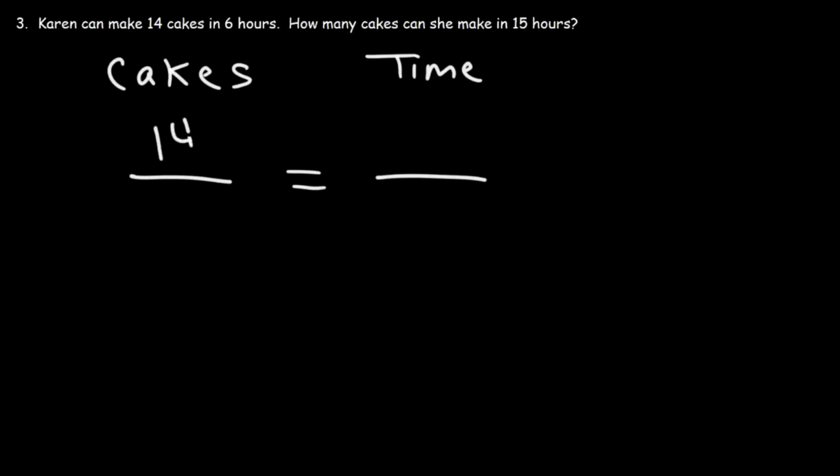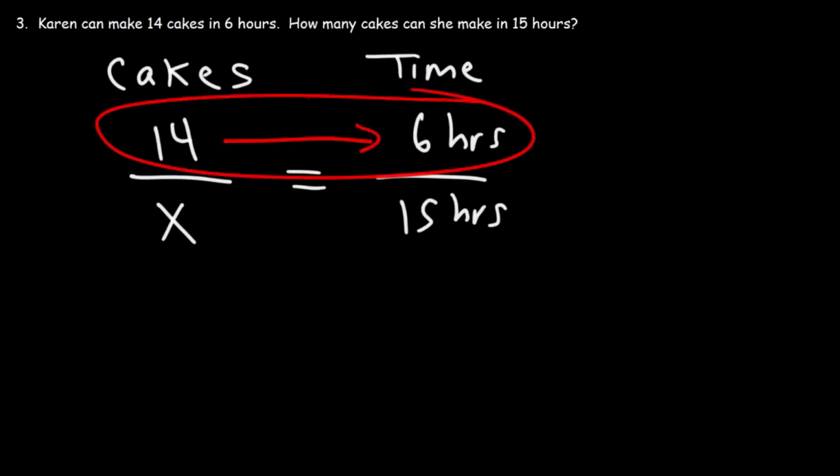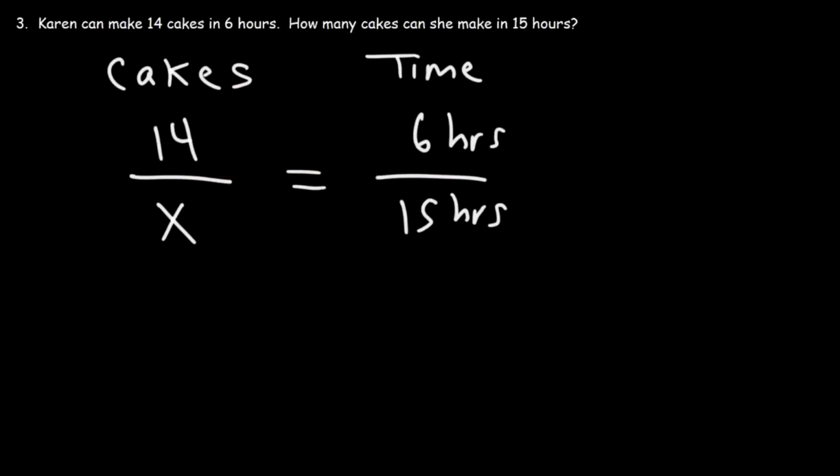So she can make 14 cakes in 6 hours. So how many cakes, which means x, that's what we're trying to solve for, can she make in 15 hours? So all of the information associated with time is on the right side, and the information associated with cakes is on the left side. And since 14 cakes correspond to 6 hours, these two things are on the top of the fraction. The other stuff has to be on the bottom. So now let's cross multiply. This is going to be 6 times x, and that's going to equal 14 times 15.